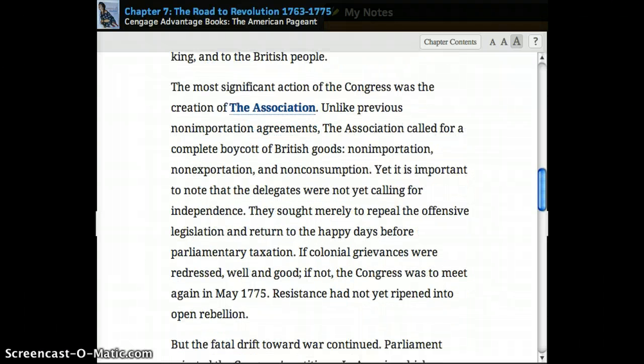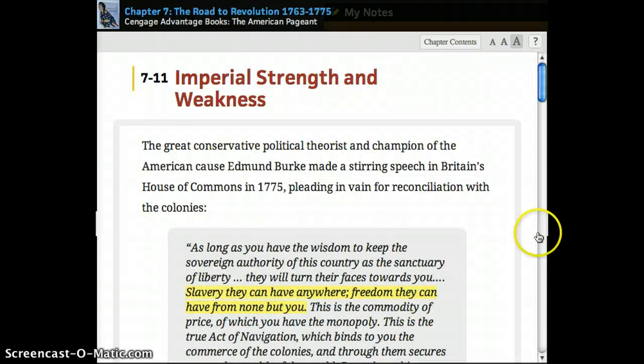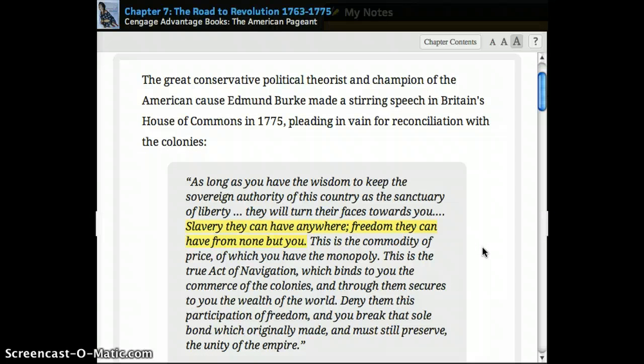Okay? So what happens here is that in the British Parliament, we see that there is a movement against the British Crown. Edmund Burke speaks in defense of the colonies. He says, "Slavery they, meaning the colonists, can have anywhere, but freedom they can have from none but you." This becomes a big issue. It is up to Parliament to be able to deny or approve of colonial freedom. We'll talk a little bit more about that in part 3.